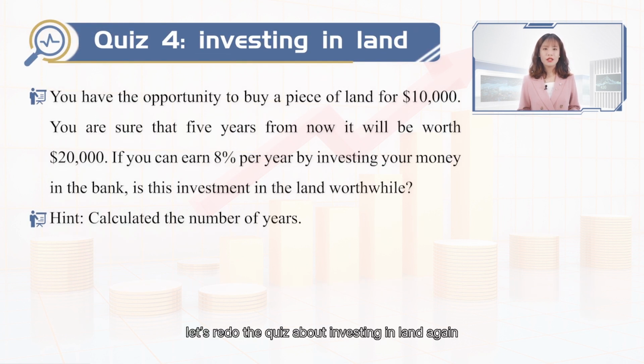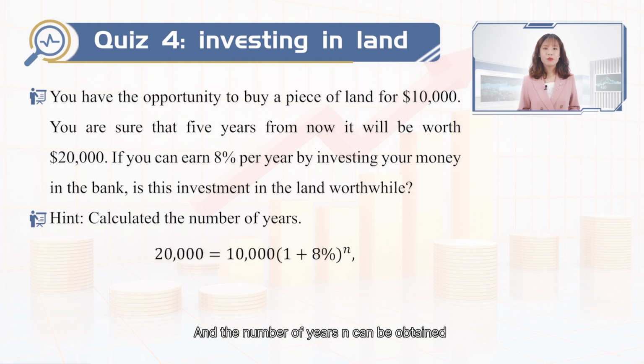Comparing the number of years, let's redo the quiz about investing in land again. For the bank, the PV is $10,000, FV is $20,000, and I is 8%. And the number of years N can be obtained by solving the equation 20,000 is equal to 10,000 multiplied by 1 plus 8% to the nth. It is found that N is 9.01 years. It's longer than 5 years, so it is worth investing in the land.